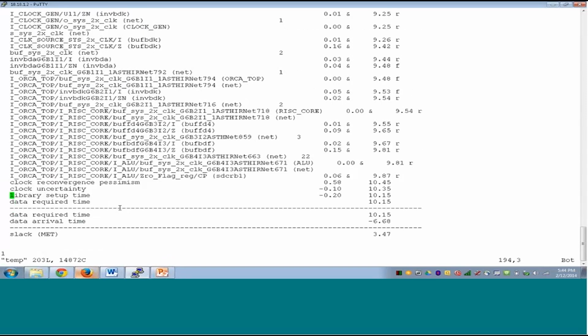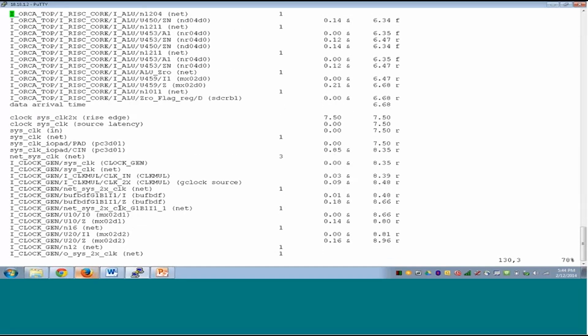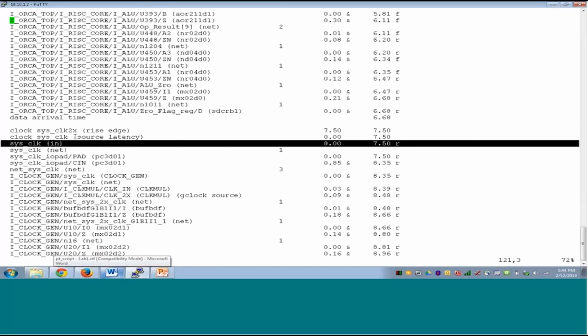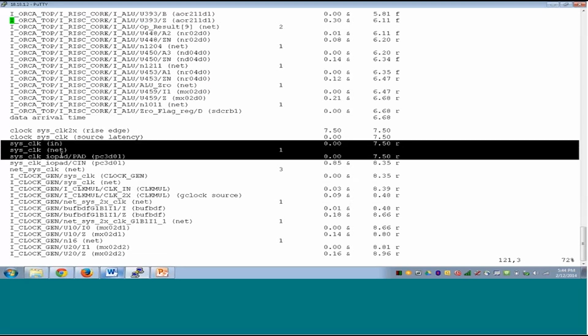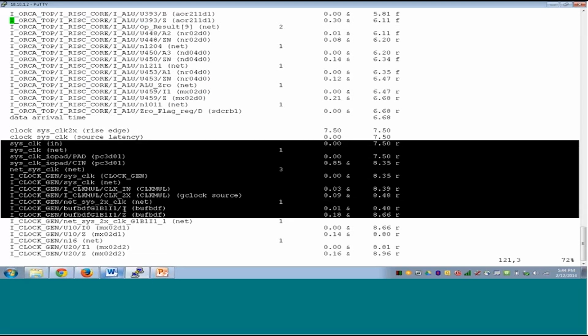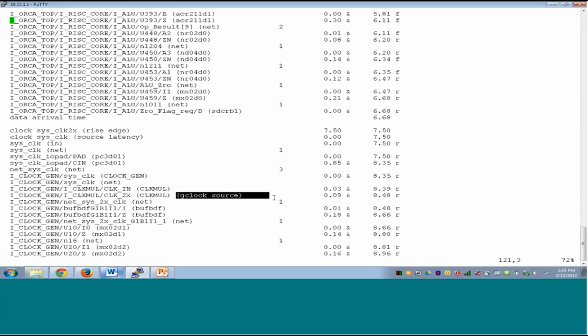The only thing that will change is for the generated clock. Now for the capture, it again starts at 0. It starts at the master clock again, which is the same. Sys clock is the same here. It goes to pad and then it tells us this is the G clock source. This is the generated clock source. This is how you see and verify that the generated clock latency is being calculated.